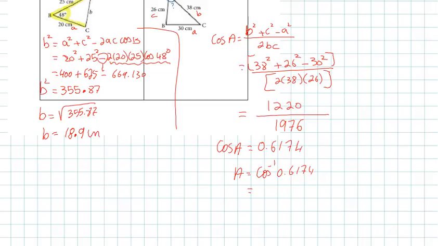So what would that be? How would I write my angle? 52. Because angles have to be to the nearest degree. We're not supposed to put decimals. Only for a side you put a decimal place.